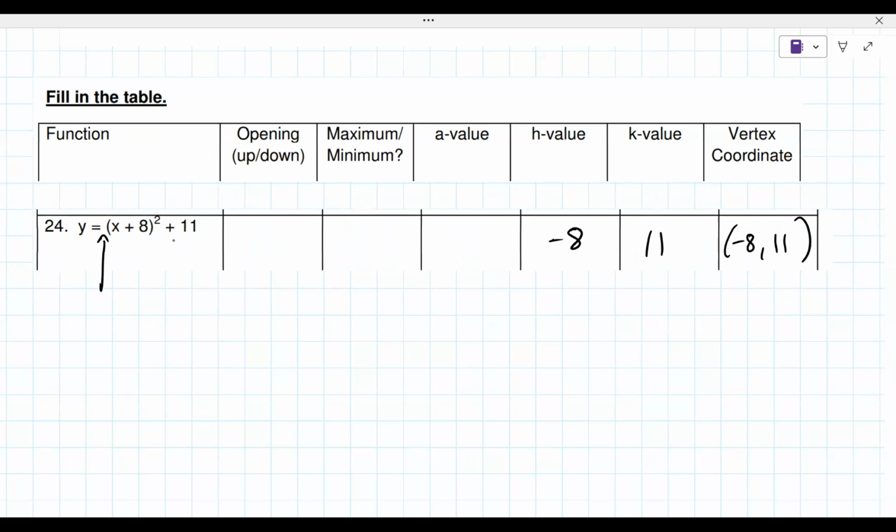Okay. What's the number in front that's not written? If it were negative, it would be written. What's the number? That would be the vertical. So it's one. There's a one there. Okay, so the A value is one. Does it open up or down? It opens up, right? So if A is positive, it opens up. Does that have a max or a min? Minimum.